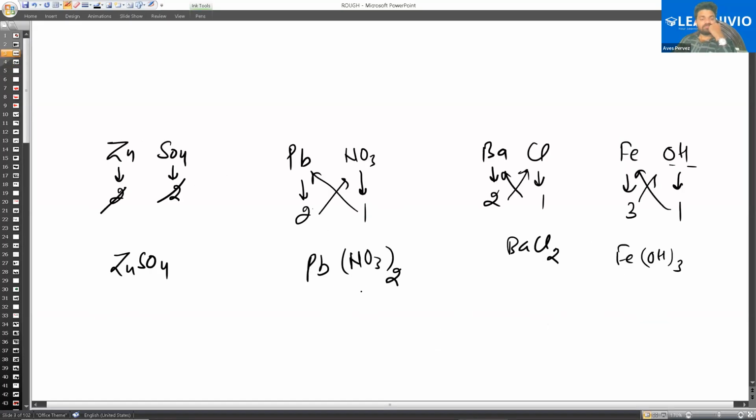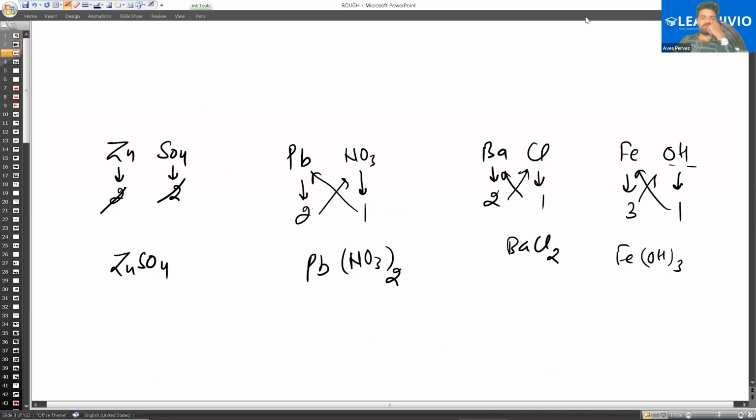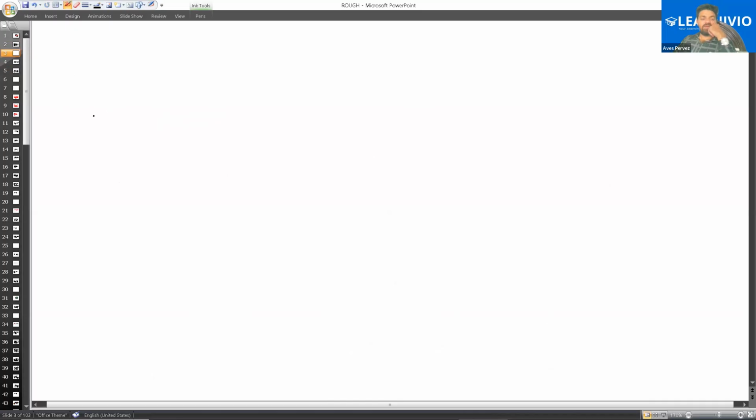Next, we have potassium iodide, copper nitrate, and ammonium phosphate. The next one is potassium iodide. Potassium valency is 1 and iodide valency is also 1. So their formula is KI.